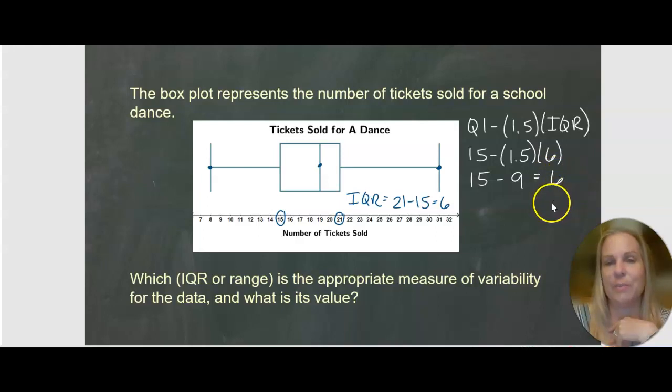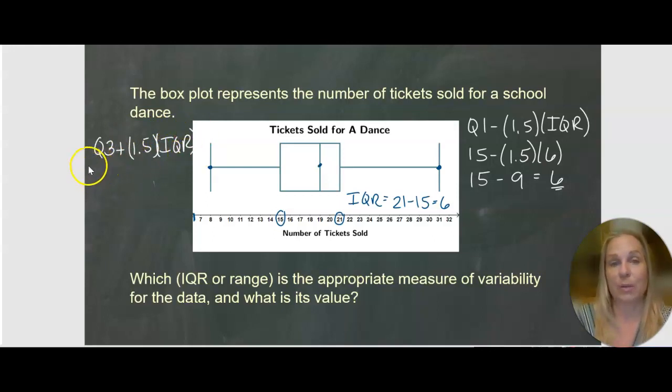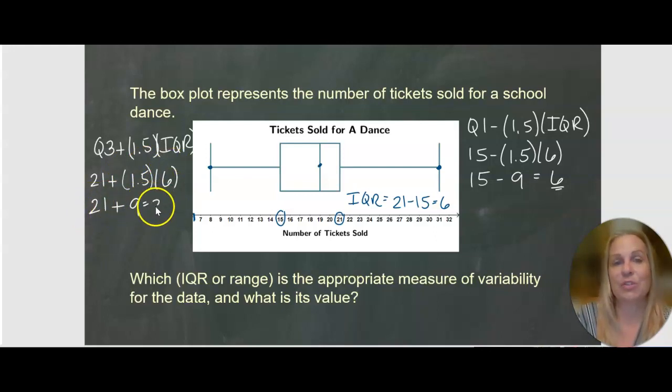So do we have any numbers that are smaller than 6? We do not, right? That's all the way over here. So we're good on that side. Let's check Q3. So now we're going to go larger than Q3. So now we're going to do Q3 plus 1.5 times the IQR. And that's going to be 21 plus 1.5 times 6, which is 21 plus 9, which is 30.